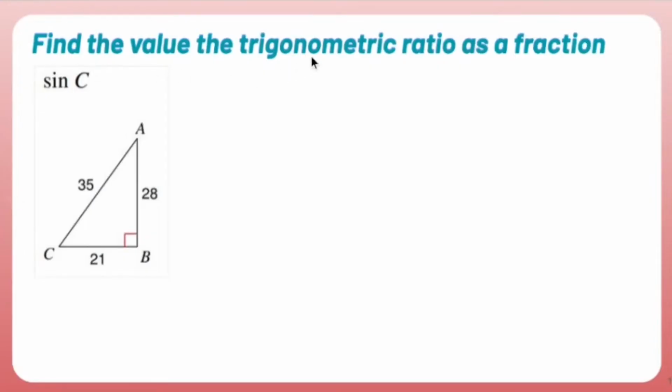Find the value of the trigonometric ratio as a fraction. So we're given this right triangle. All three sides are given to us. I have angles too, but no information about that except the fact that you're 90. And it's asking us to find sine of C.